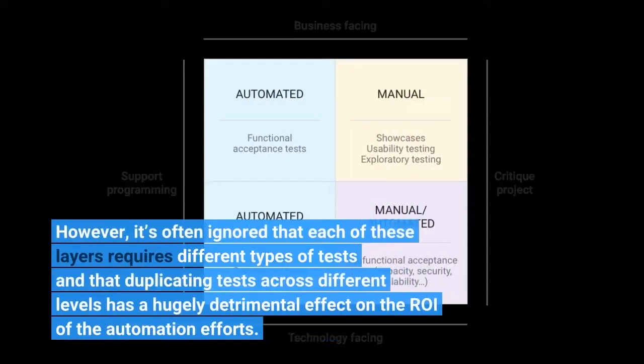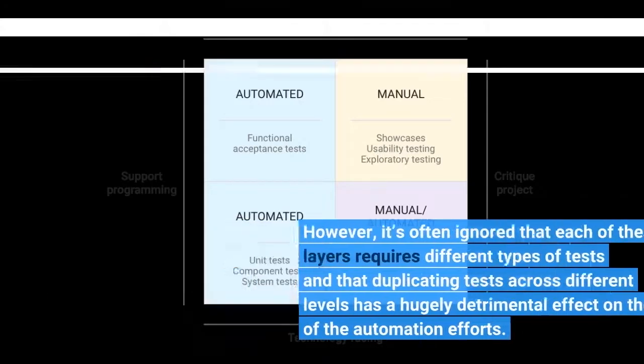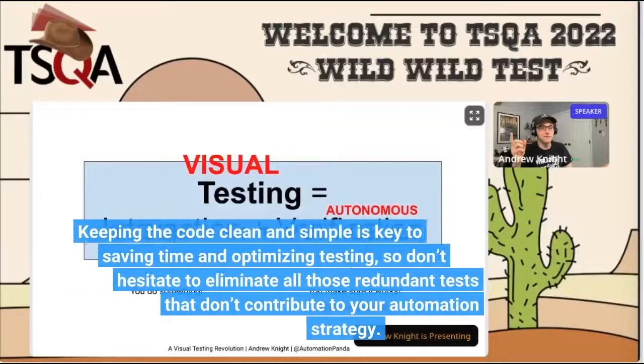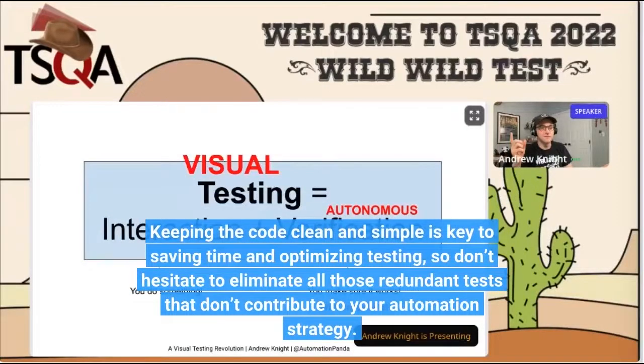However, it's often ignored that each of these layers requires different types of tests and that duplicating tests across different levels has a hugely detrimental effect on the ROI of the automation efforts. While testers might sometimes feel safer having a higher quantity of tests, the truth is writing, running, and maintaining those tests take up a great number of resources. Keeping the code clean and simple is key to saving time and optimizing testing, so don't hesitate to eliminate all those redundant tests that don't contribute to your automation strategy.